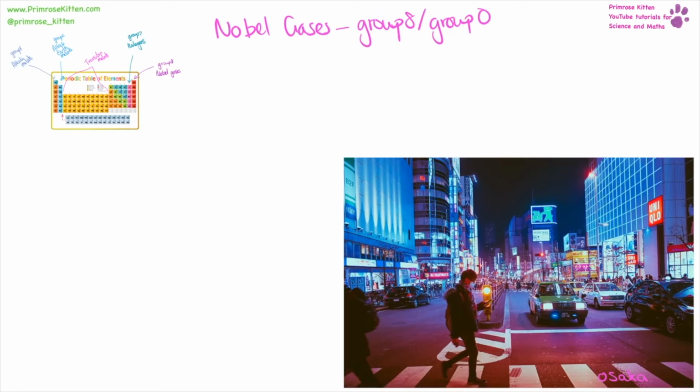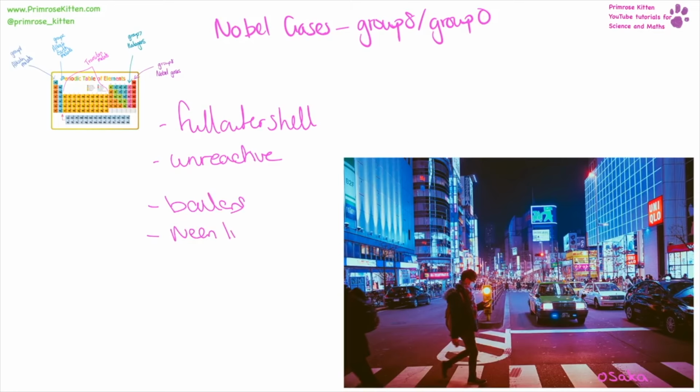The group right on the far right hand side are group 8 or group 0. These are the noble gases. They have a full outer shell, and because they have a full outer shell, they don't want to gain or lose any electrons, which means they are really unreactive. And because they are unreactive, they actually have quite a lot of uses. Helium we use in balloons, and they are also used in neon lights, as you can see here in the amazing city of Osaka.